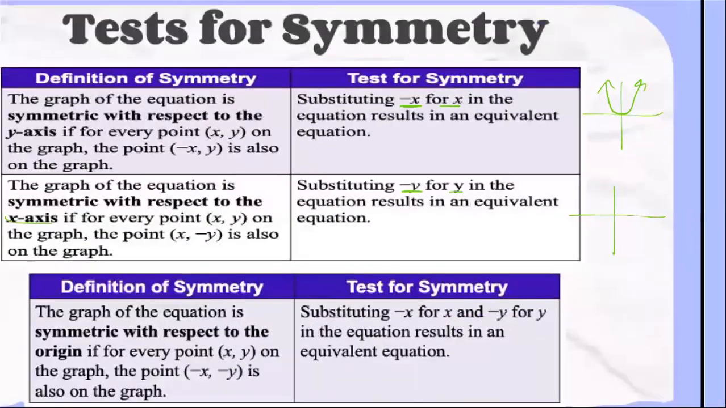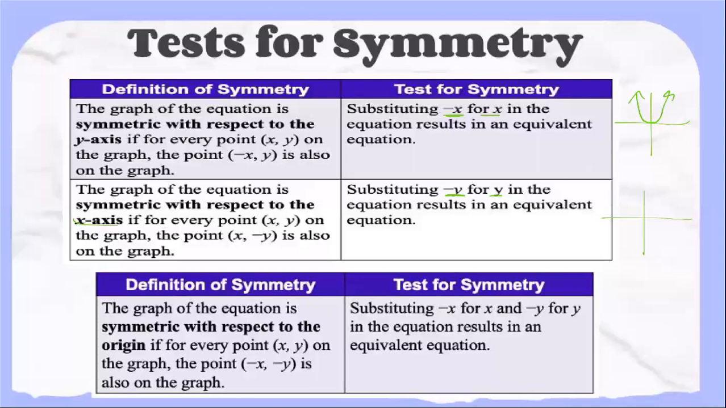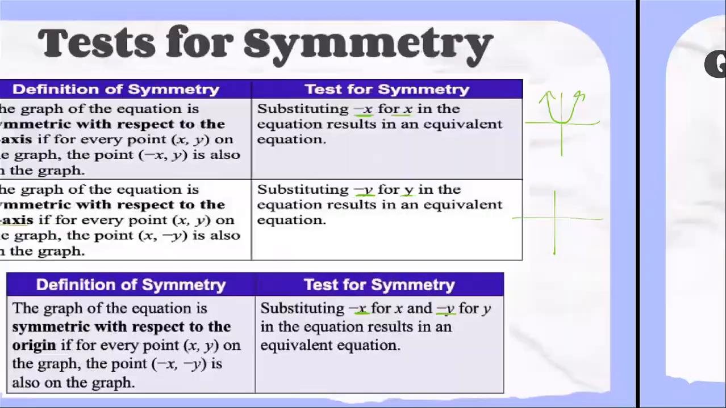I don't even want to try to draw a picture for that, but it's going to be symmetric across the x-axis. And then you can look for symmetry in the origin by plugging in -x for x and -y for y and seeing if it gives you an equivalent expression. All right, so here we go.